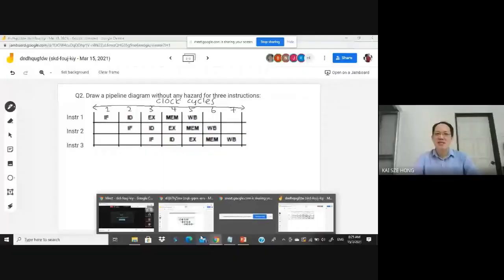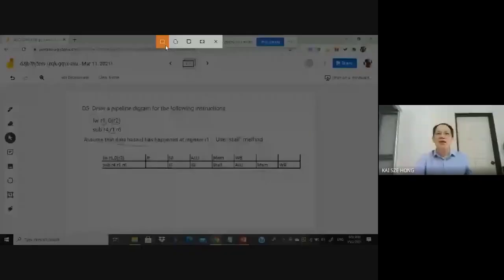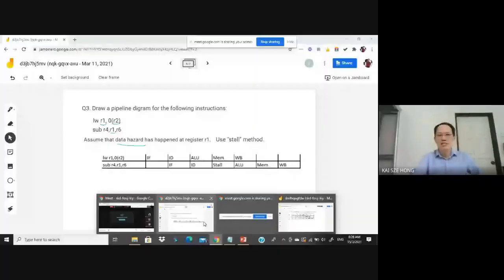So let's move on to the next question. This one is a bit tougher. Now you are ready to do the diagram without any hazards, but now you do have a hazard. So let's try to solve this and draw a new pipeline. I'm going to place the question over here. Please answer this within 5 minutes.